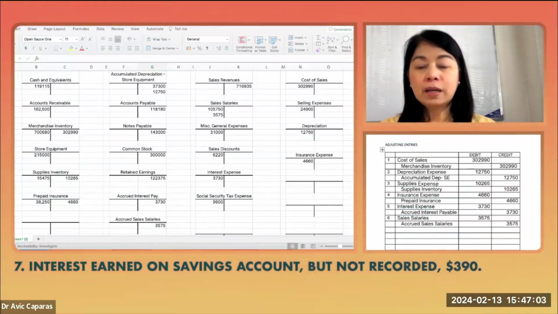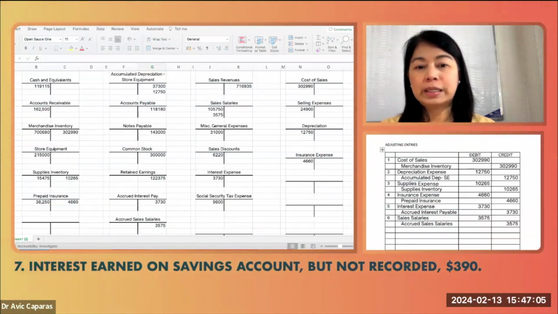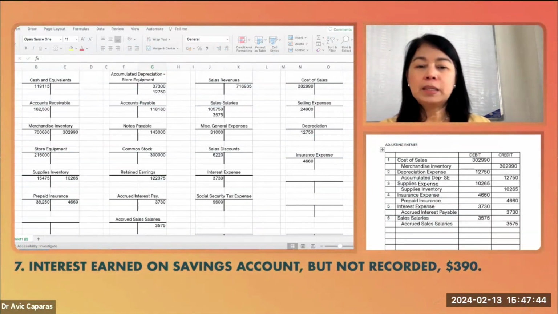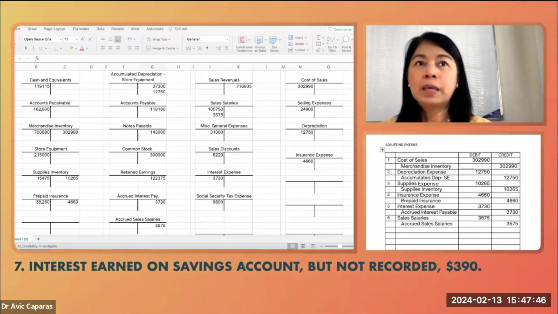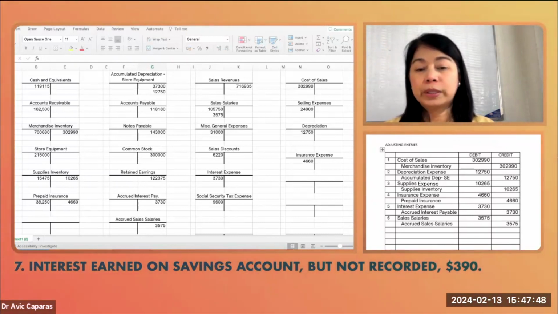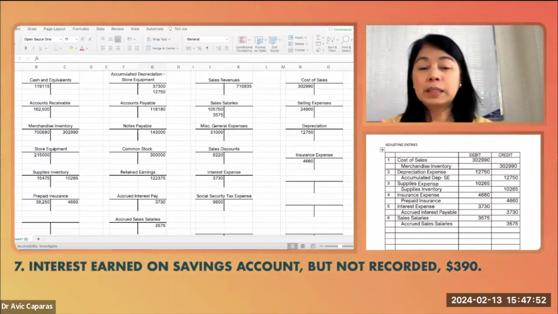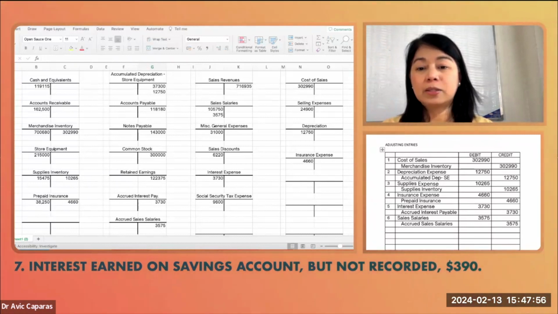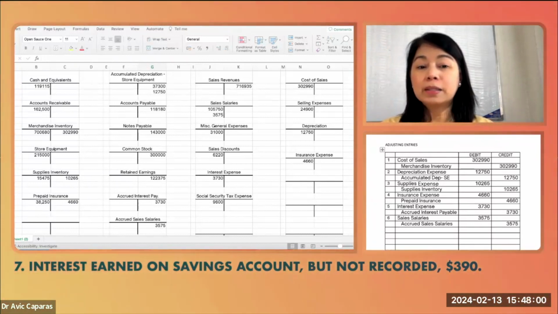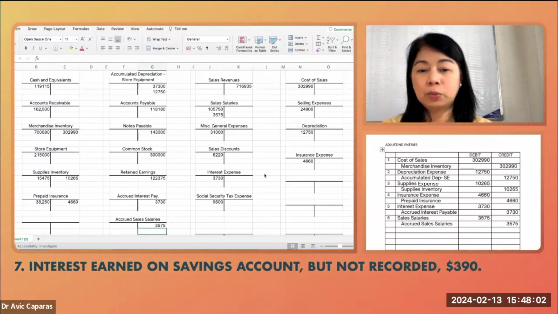And then for the last entry, we have here interest earned on savings account but not recorded, 390. So to explain, this is probably something that the company would have computed, although it has not appeared in the bank as of end of the month, but still they want to recognize that they have actually earned this interest. So it is receivable from the bank, interest receivable, and interest revenue.